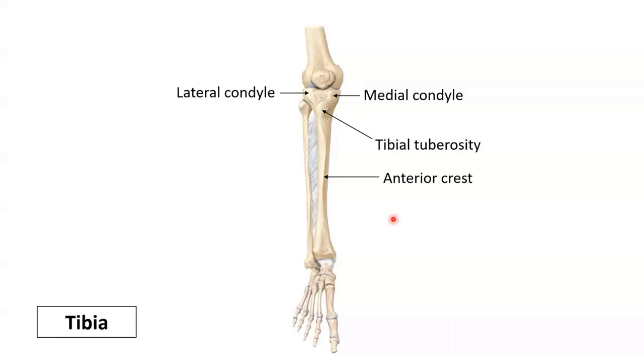And then on the medial surface of the distal end of the tibia is our medial malleolus. And so this structure articulates with the talus of the ankle and also forms that bony bit that you can feel on the inside of your ankle joint.